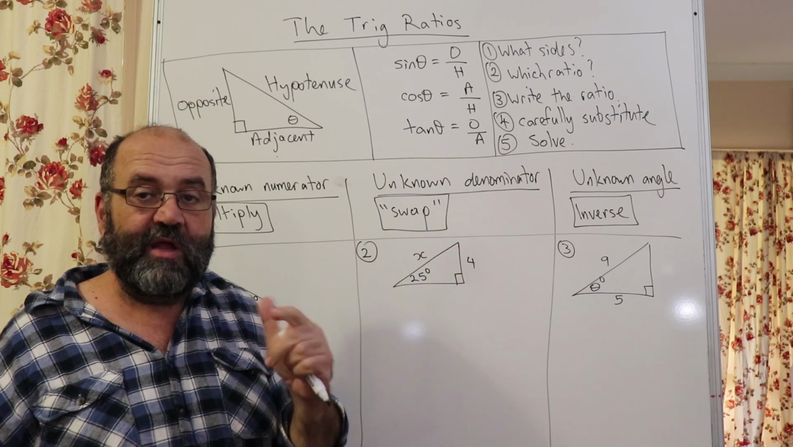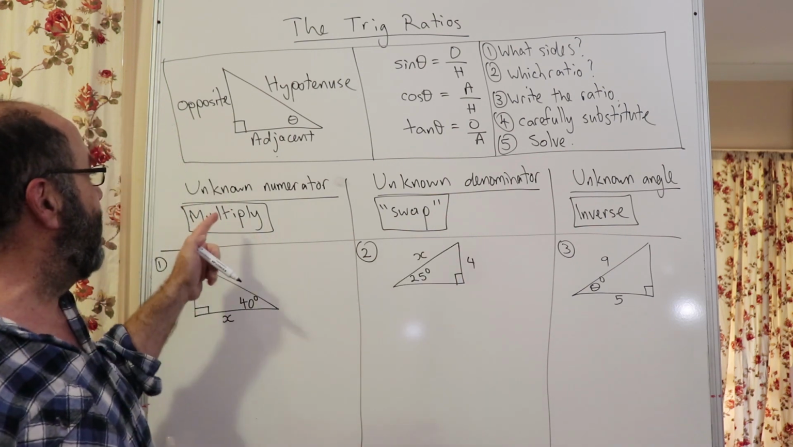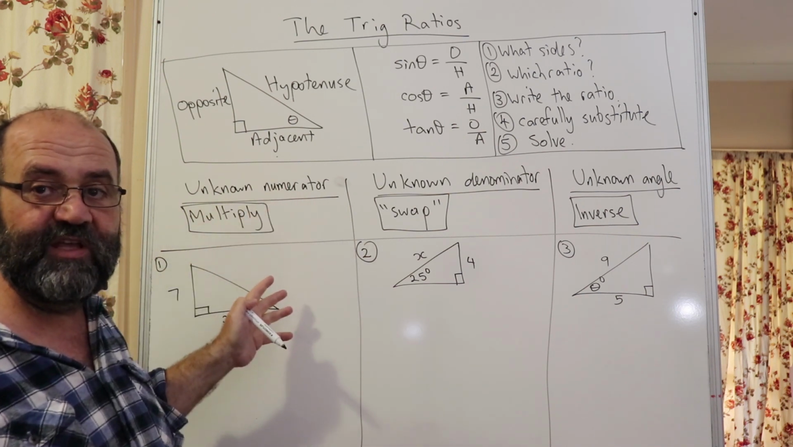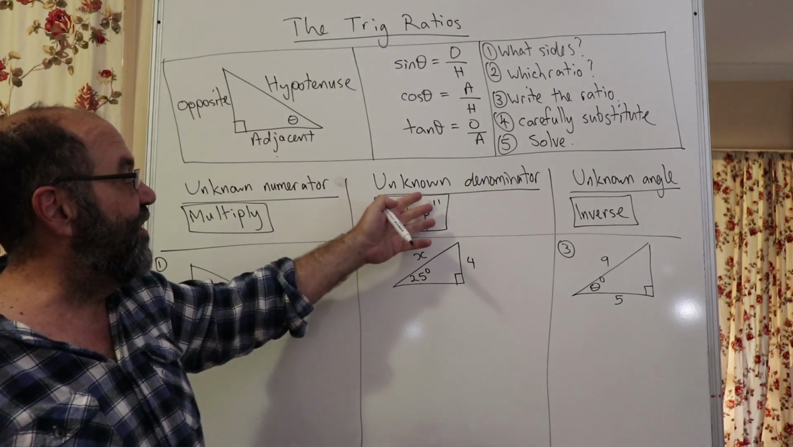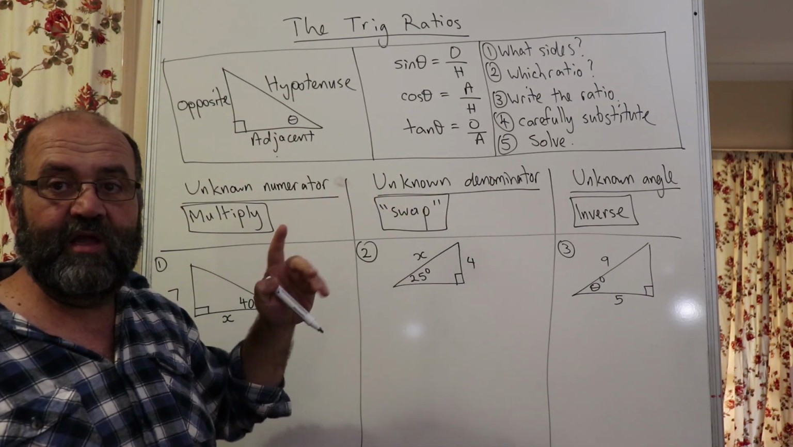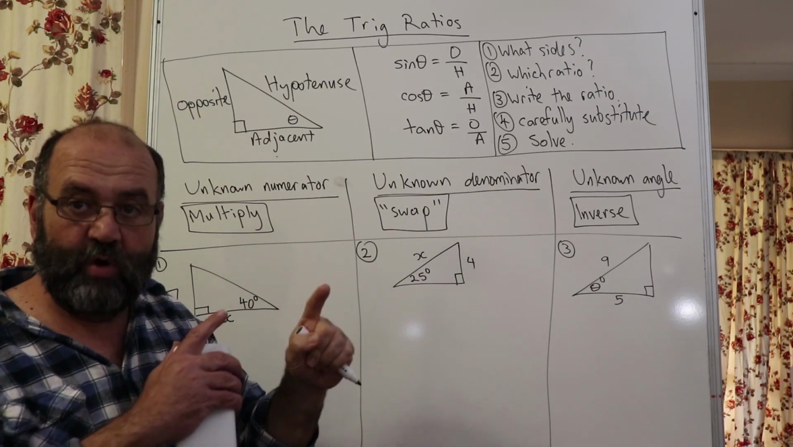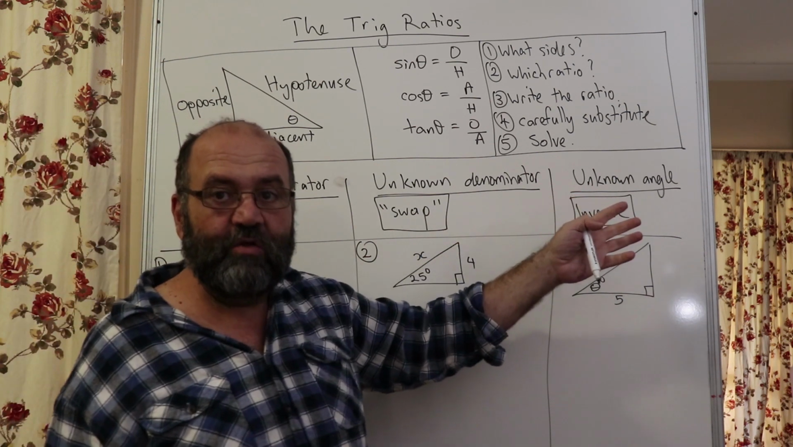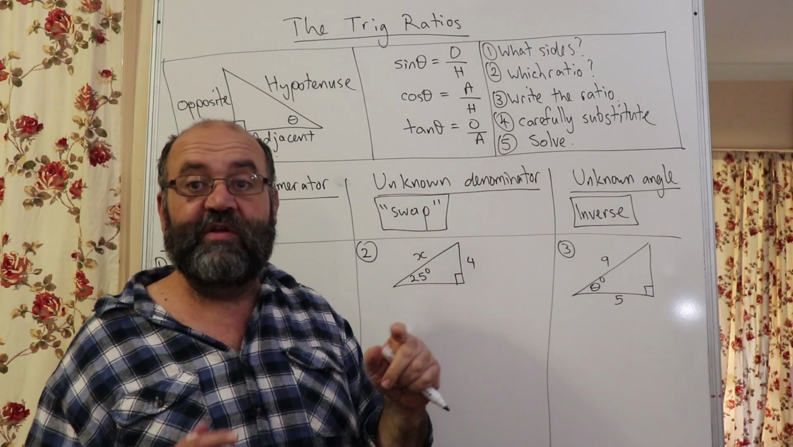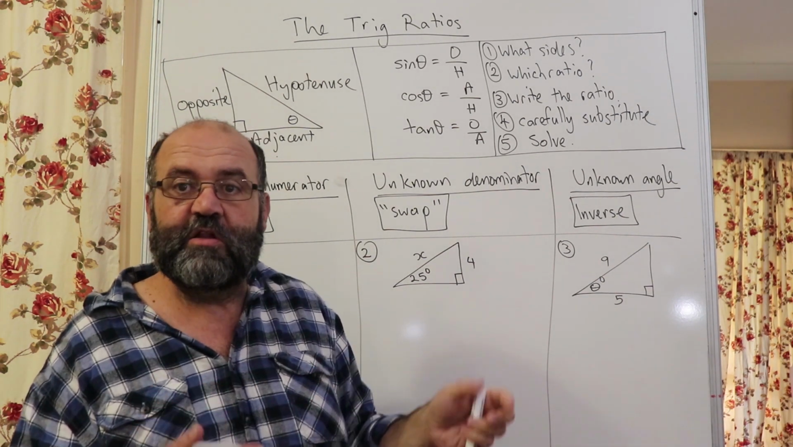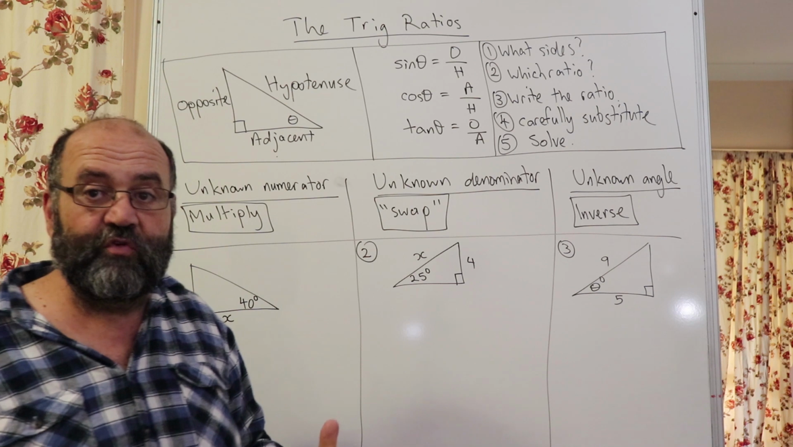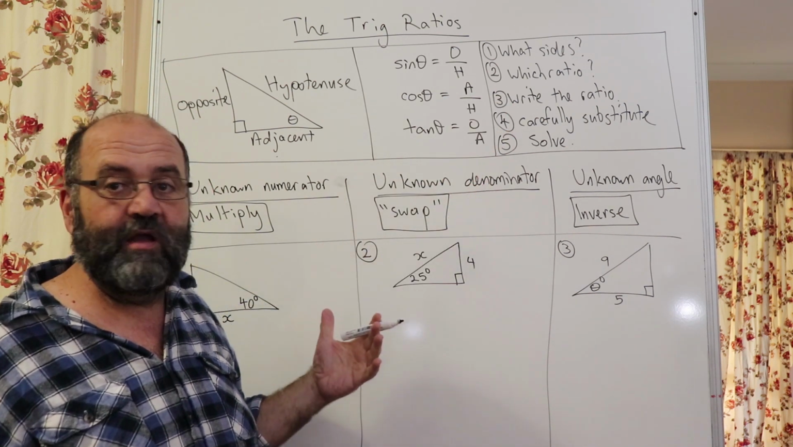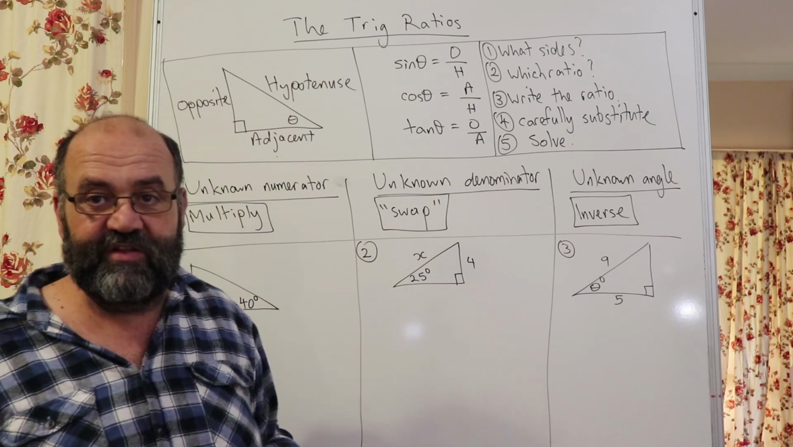But as a basic summary, whenever we're working with an unknown numerator, our solution is going to involve a multiplication. When we're working with an unknown denominator, our solution is going to involve a swap, and I'll explain that when we come to it. And when we're working with an unknown angle, then our solution is going to involve an inverse function. And again, I'll explain that when we come to it. So let's go through following these five steps and find the unknown in each one of these cases.